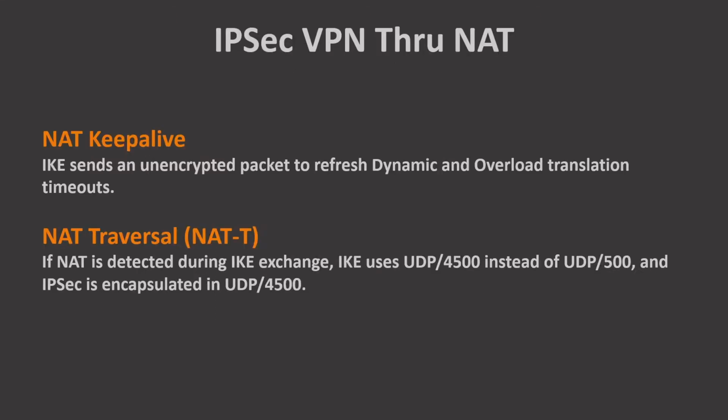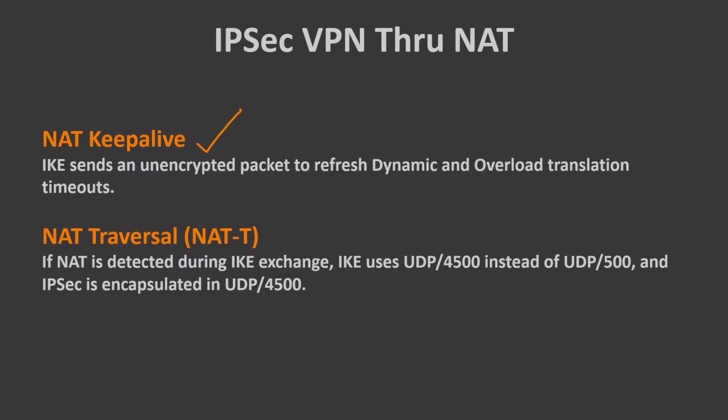Now, when we're going to do an IPSec VPN through NAT, there's two features that we want to be aware of. The first is NAT Keepalive. NAT Keepalive is where the IKE process sends an unencrypted packet. This is after the IKE tunnel is up, after the IKE exchange is up, after IPSec is up. IKE sends an unencrypted heartbeat packet of only 1 byte to the peer, and it doesn't expect the peer to respond. The peer just discards it. And the purpose of this packet is to refresh the dynamic NAT or the NAT overload translation timeout.